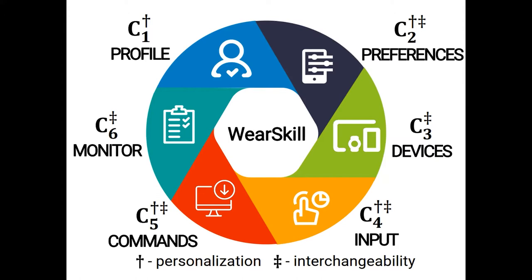Then we have the input component that is in charge of detecting and recognizing motion, touch, and voice input that the user can particularize by providing training samples. C5 is the command section, run on output devices, and these commands can be used to control output devices such as a TV or other computer. C6, users can supervise the entire process from the runtime monitor component. You can see that all these software components address both personalization and interchangeability.